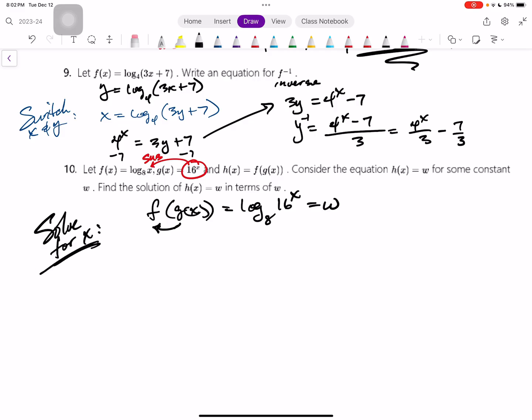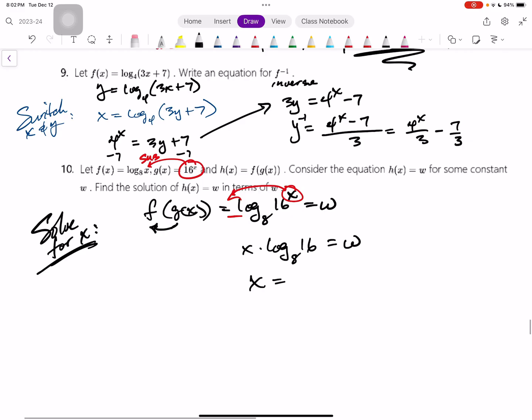Okay, so here we go. I'm gonna go to exponential form again. Okay, at least I think that's what I'm going to do. Actually, no, I'm not going to do that. I'm going to use some log properties. I'm going to shift it to the coefficient. That's how I'm going to solve for x. So I got x times log base 8 of 16 is equal to w. And then I solve for x, and I get w divided by log base 8 of 16. It'd be kind of nice to know what log base 8 of 16 is.